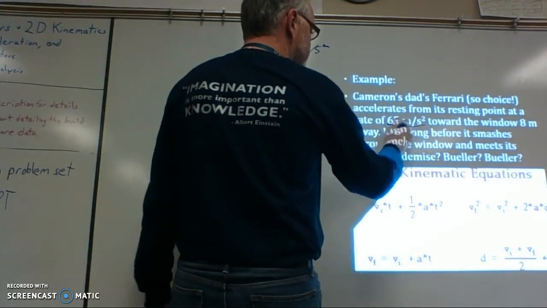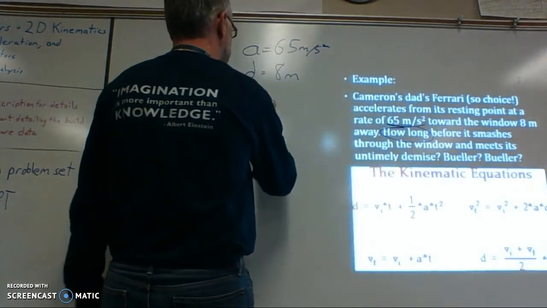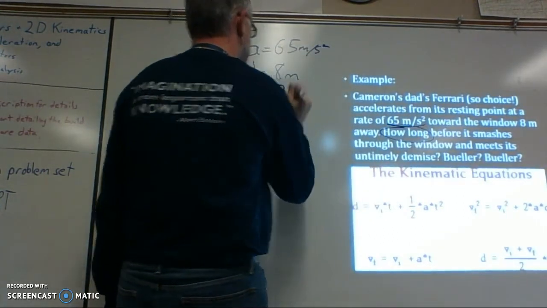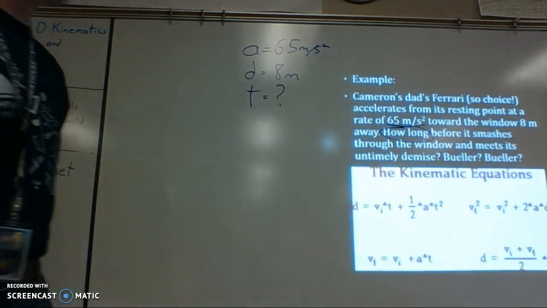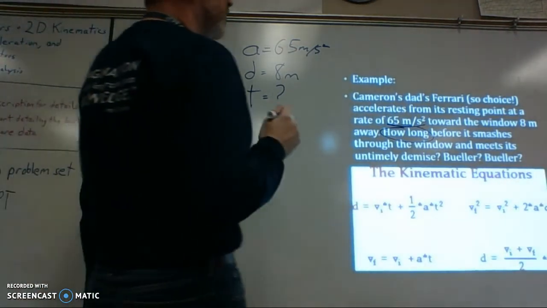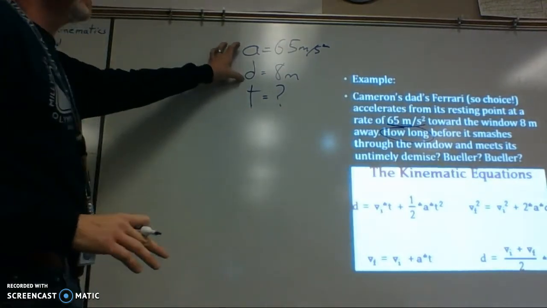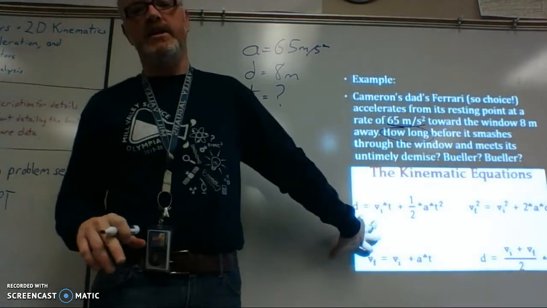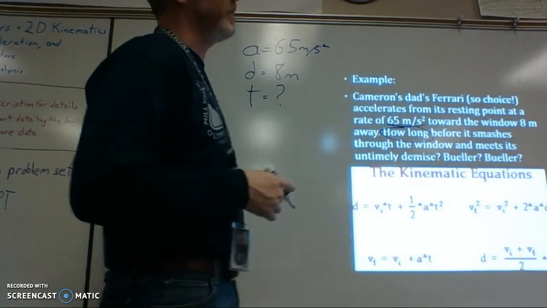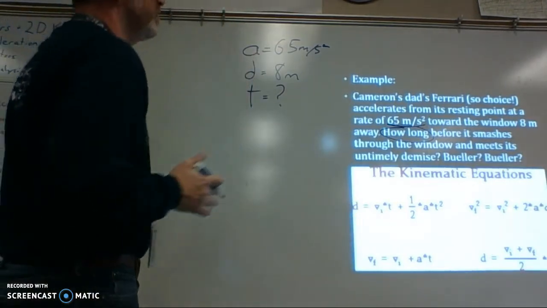How long? I see those words, I know I'm looking for a time, before it smashes through the window and meets its untimely demise. Okay, so we only have two variables here. Generally, I'm going to need 3 variables at least to solve one of these equations. So let's look for anything implied by this.